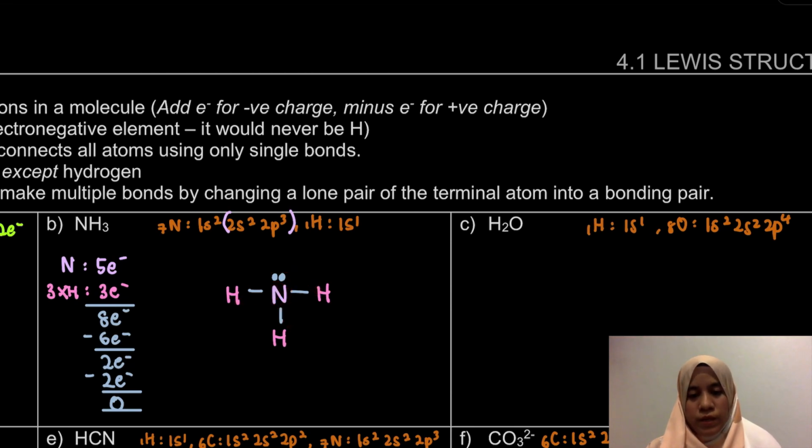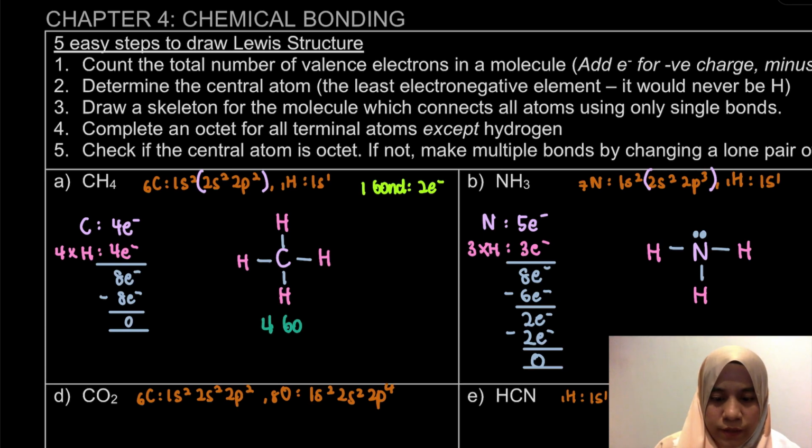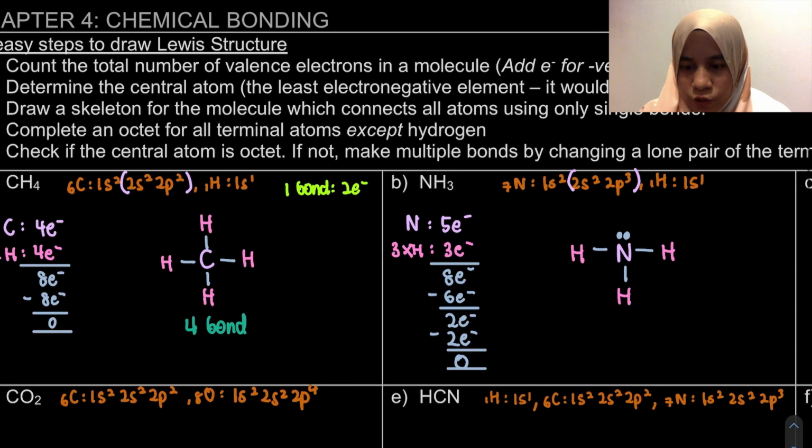Octet. Okay. So this time around, for example in this case, carbon, we see that carbon has 4 bonds. Each bond has 2 electrons, reaching an octet. For the case of nitrogen, it has 3 single bonds and then 1 lone pair. But when we count, it does have 8 electrons. 1, 2, 3, 4, 5, 6, 7, 8.